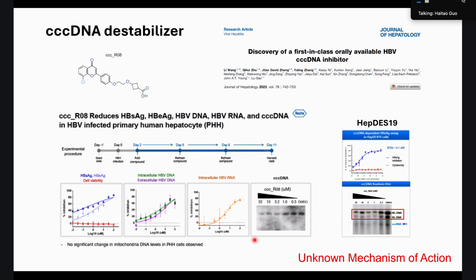And from this Southern blot, you can see the compound also reduces the protein-free rcDNA and the protein-free double-strand linear DNA. So this raises a question: maybe the compound can also target cccDNA formation or reduce those intermediates for cccDNA formation.